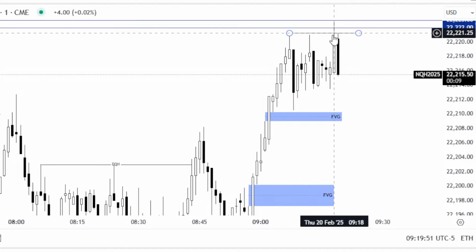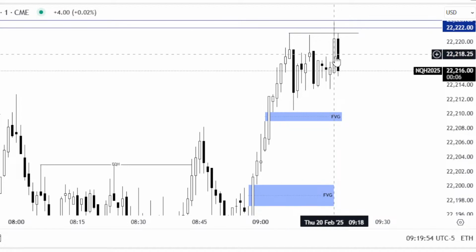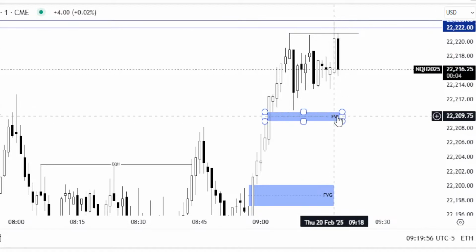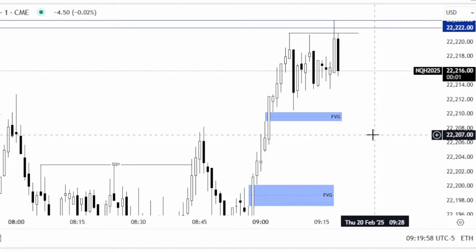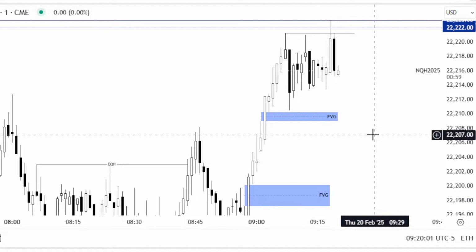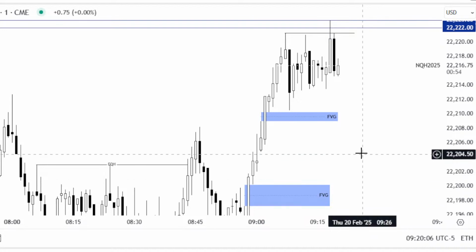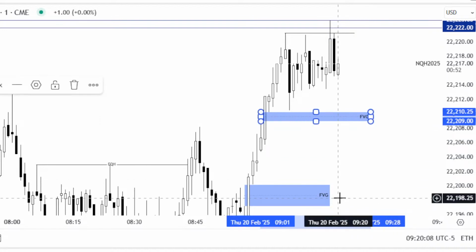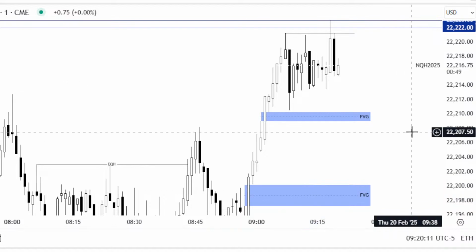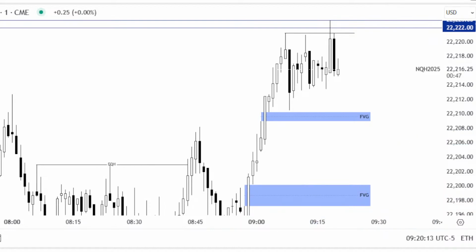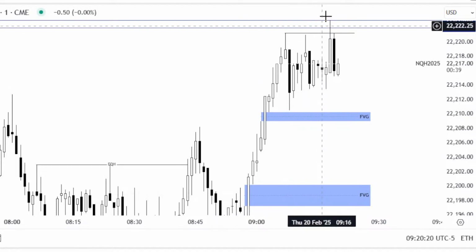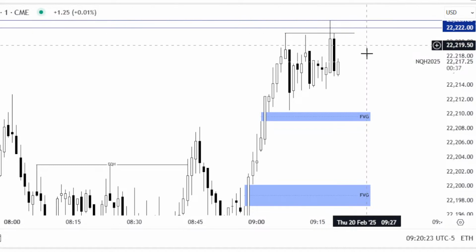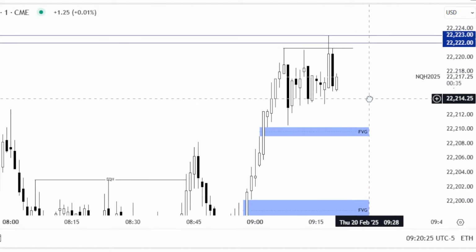It looks like a proper swing high that could potentially move lower. Again, higher lows, higher highs, so probably moving up again.